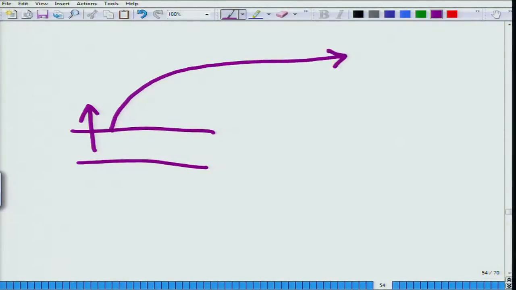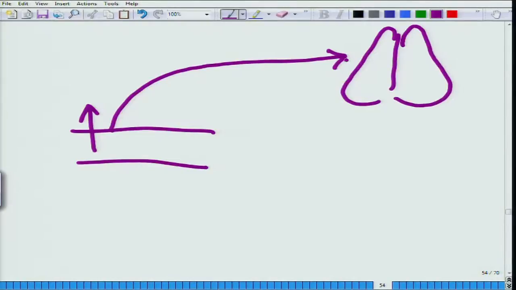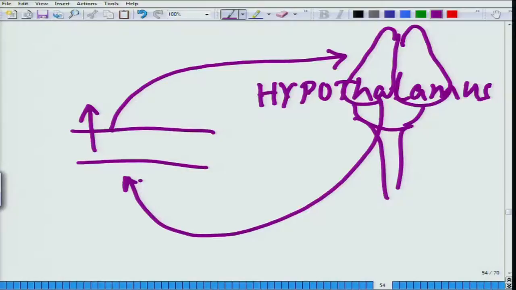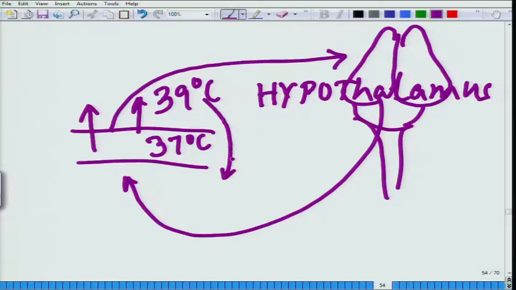What exactly happens? Here is the skin surface, the temperature goes up, a signal is sent to the brain, and the specific area of the brain which is regulating is called the hypothalamus. The hypothalamus sends a signal back and asks the blood vessels to dilate, thereby maintaining the temperature. Say, for example, the body has to maintain a temperature of 37 degrees centigrade, and this goes up to 39 degrees centigrade. Then the hypothalamus tells the muscle or another part of the body to bring it back to 37. Because of this signal, the 39 will come back to 37.